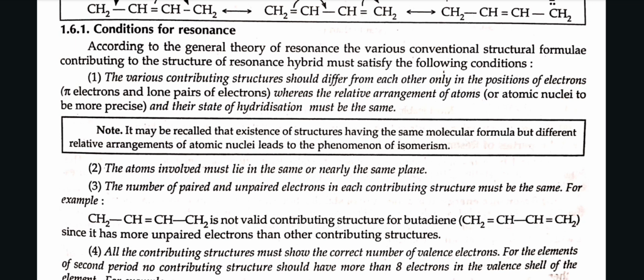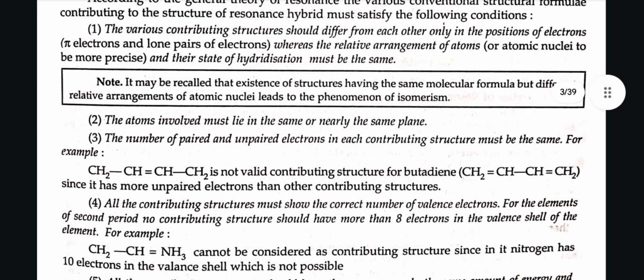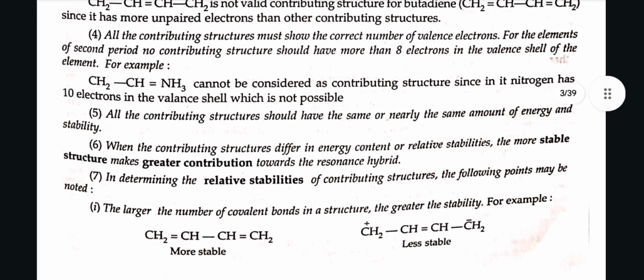CH2 single bond CH double bond CH single bond CH2 is not a valid contributing structure for butadiene since it has more unpaired electrons than the other contributing structure. All the contributing structures must show the correct number of valence electrons. For elements of the second period, no contributing structure should have more than 8 electrons in the valence shell of the element. For example, CH2 single bond CH double bond NH3 cannot be considered a contributing structure since in it nitrogen has 10 electrons in the valence shell, which is not possible.